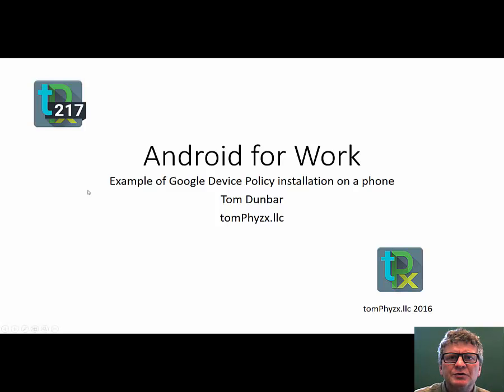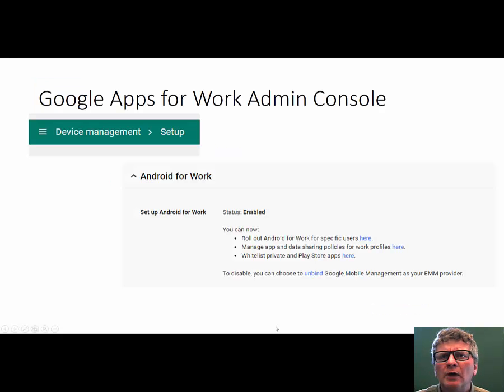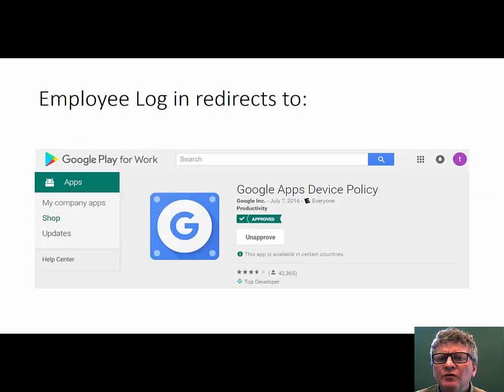I'd like to take us through an example of Android for Work being installed on a phone. First, we go to the Google Apps for Work admin console and we select Device Management. Then, once one of our employees logs in, they get redirected to the Google Apps device policy for installation. You'll notice this is a Google Play for Work account and that this installation has been approved.